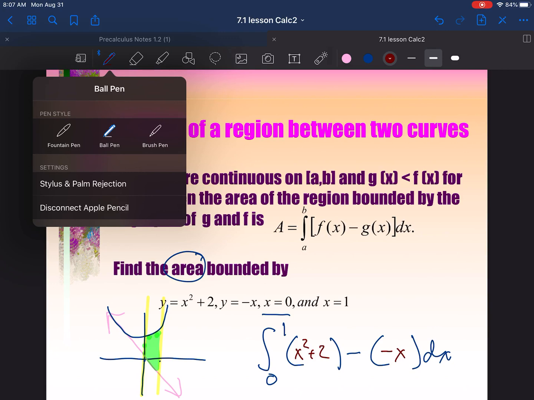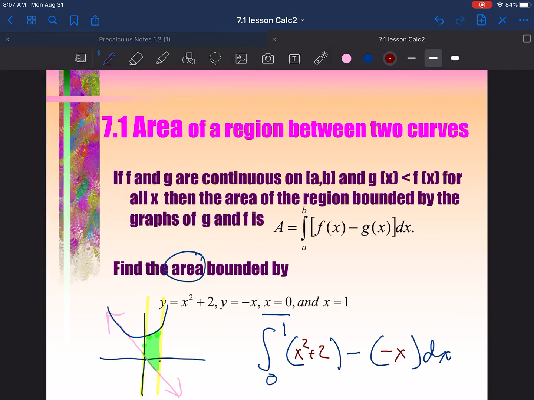So let's clean it up. We have the integral of x squared plus 2 plus x dx. And when you integrate, x squared becomes 1/3 x cubed, 2 becomes 2x, and x becomes 1/2 x squared.